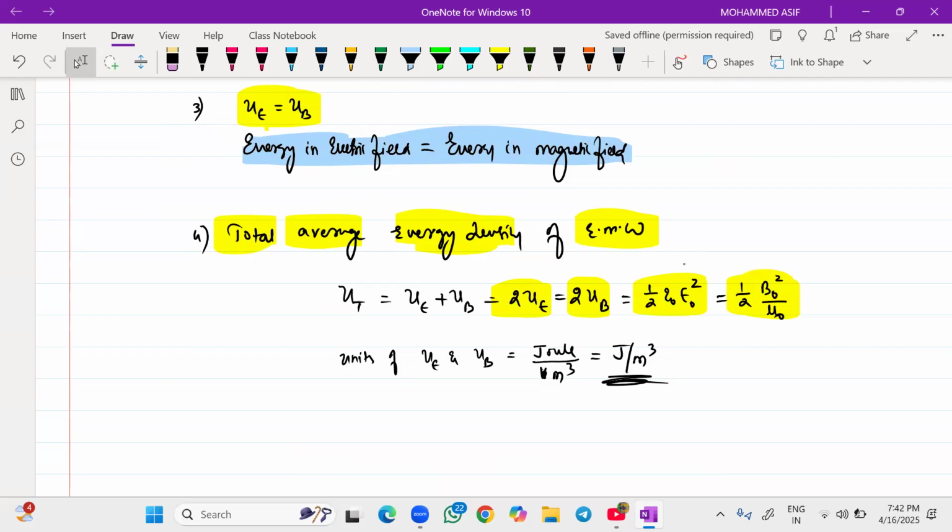What is the value of mu naught? Mu naught value is 4 pi into 10 to the power of minus how much?